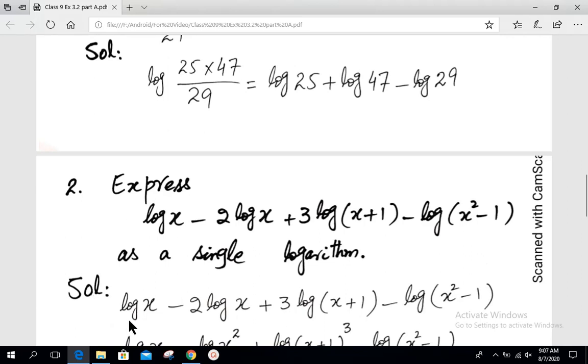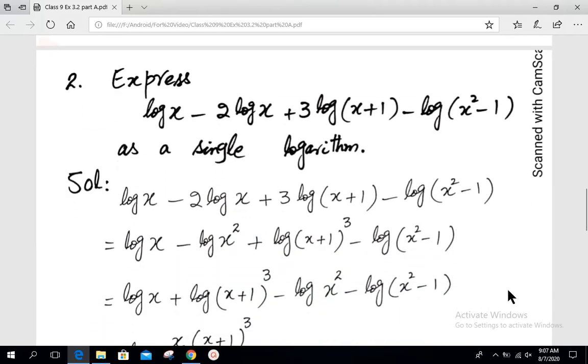Starting our solution, writing the same values as it is without any change in the first step. In the next step, this is the third law of logarithm. 2 is written earlier, we can shift it to the top like you can see in the next step. Same to be done in the next third value, that is this 3 will go to the top as power place, no other change. We rearrange the values as log of x minus log of x square plus log of x plus 1 whole cube minus log x square minus 1.